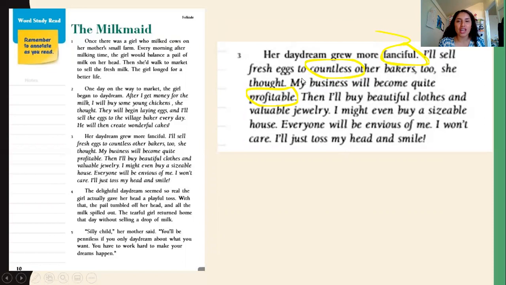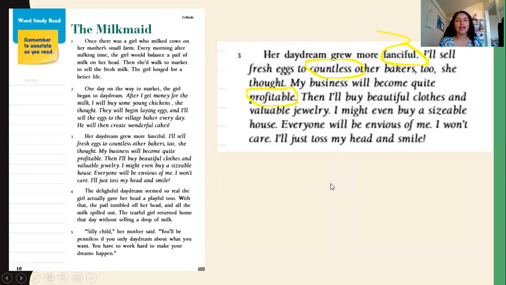I'll sell fresh eggs to countless other bakers too, she thought. Countless. There goes that suffix less, which means without. Without count. Many bakers, okay? My business will become quite profitable. Profitable? Able. That means that this person's going to make tons of money. My business will become quite profitable, right? So notable. Remember that able means notable, okay? We're noticing that this business.